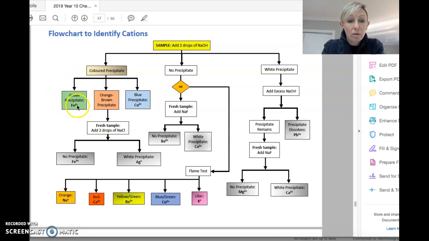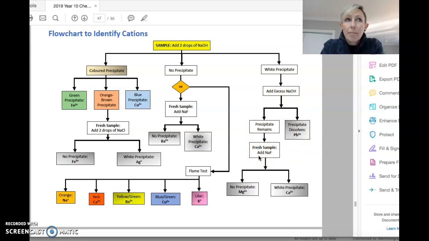If it's green, you'll notice that we've identified the cation already, and that's iron. If it's blue, we've identified the cation already, it's copper. And if it gives you an orange-brown colour, there are further steps for you to follow. Okay? If you don't find a precipitate at all, what I suggest you do is complete the flame test and complete a second precipitation reaction, but with sodium fluoride. If you're not sure what these compounds are, use the valency table on page 6 and 7 to help you to name the compounds. If you find a white precipitate, once you add sodium hydroxide, then you'll need to continue down this side of the flowchart.